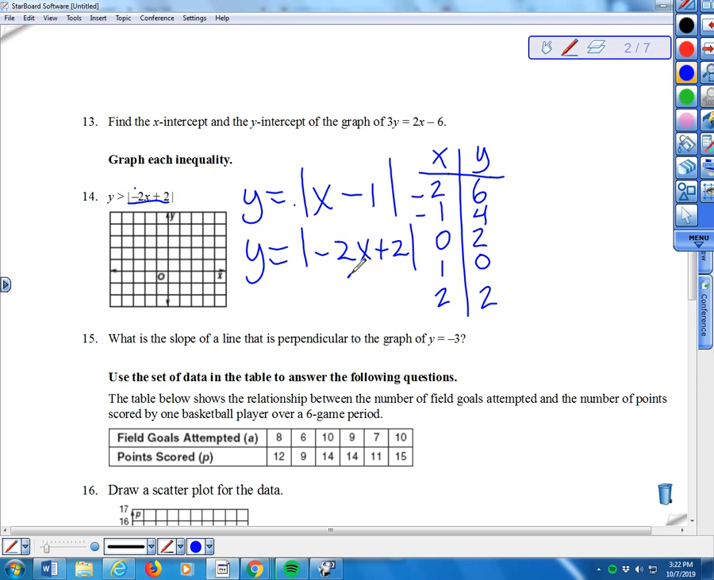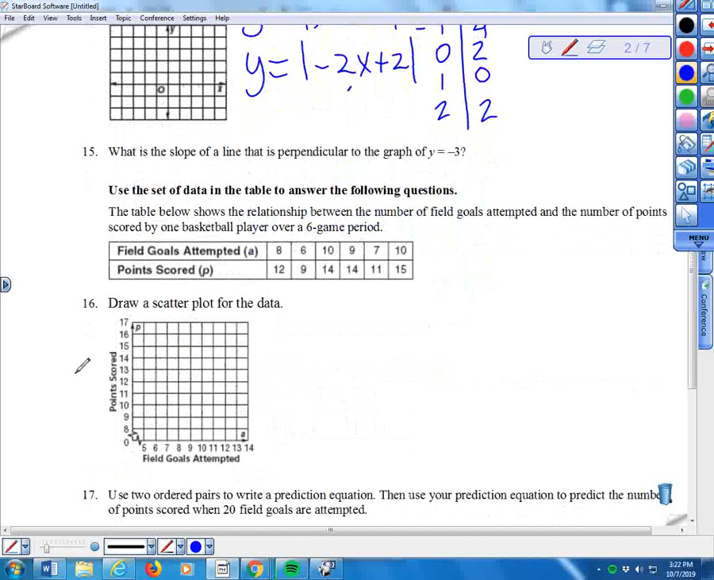What's the slope of a line that's perpendicular to y equals -3? What kind of line? What's the slope of any vertical line? Horizontal lines are 0. Vertical's up and down.